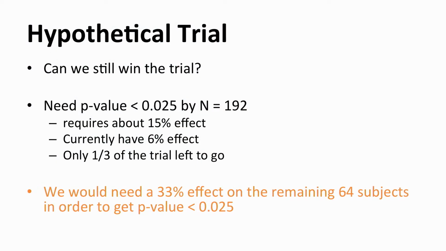Now, what do we think about this? 6.3%, it's not terrible. It's at least not going in the wrong direction. But 6% is considerably smaller than that 20% that we anticipated at the start of the trial. And it's much lower than that 15% that we're going to need to win at the end of the trial. So is it possible for us to still win this trial? With that 6% effect that we already have in the bank, and only 1/3 of the trial left to go, we would need to see a pretty remarkable turnaround in order to reach that 15% by the end of the trial. In fact, in our remaining 64 subjects, we would need about a 33% effect. And our intuition probably tells us that that's unlikely to happen given what we've seen so far.